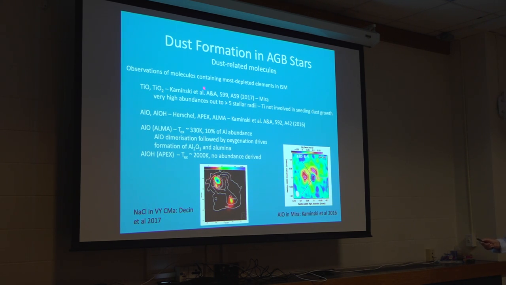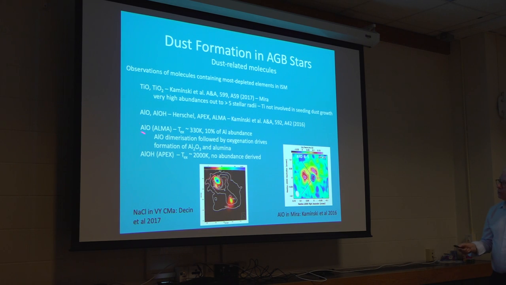They tell you perhaps different things in different stars, but there are certainly objects in which titanium has very high abundances, so maybe 80 or 90% of the titanium elemental abundance is contained in the gas phase, out beyond which the dust is formed. So it's not formed, at least in terms of seeding the dust growth. There are other objects where we can see maybe 10% of the aluminium is in aluminium oxide, and there are arguments in this work that what you're seeing is a conversion of aluminium oxide into alumina, which you see in the grain distributions.